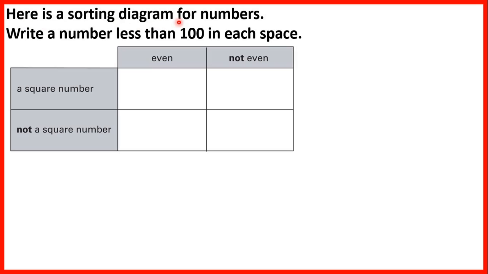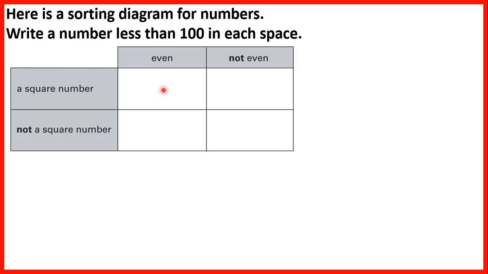Here is a sorting diagram for numbers. Write a number less than 100 in each space. So on this side, we have a square number and not a square number. So we need to remember that a square number is what we get when we multiply a number by itself. And then at the top, we have even and not even. So an even number ends in 0, 2, 4, 6 or 8, because an even number is a multiple of 2, or a number in the 2 times table.